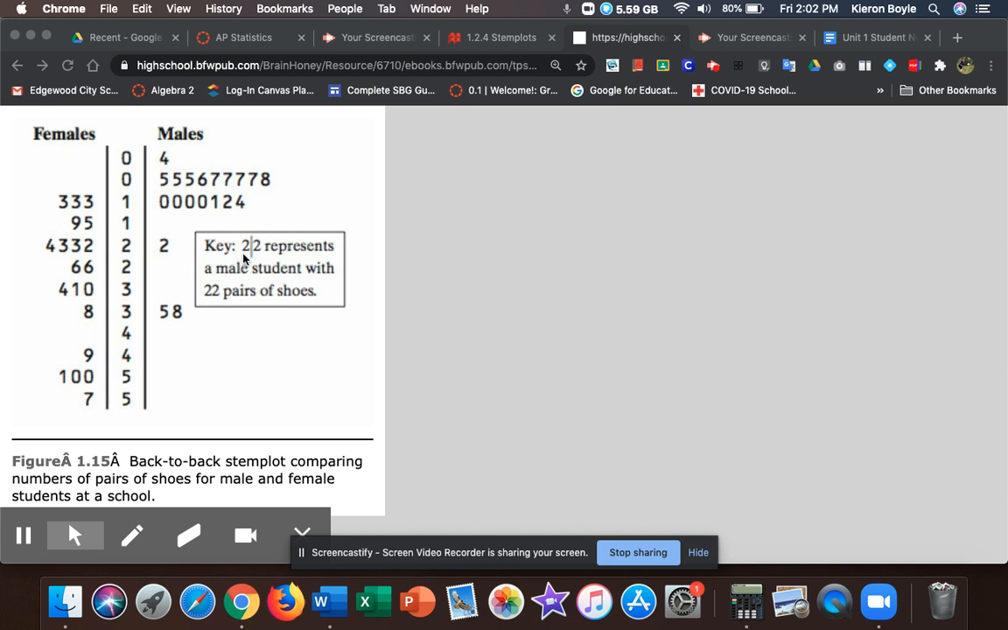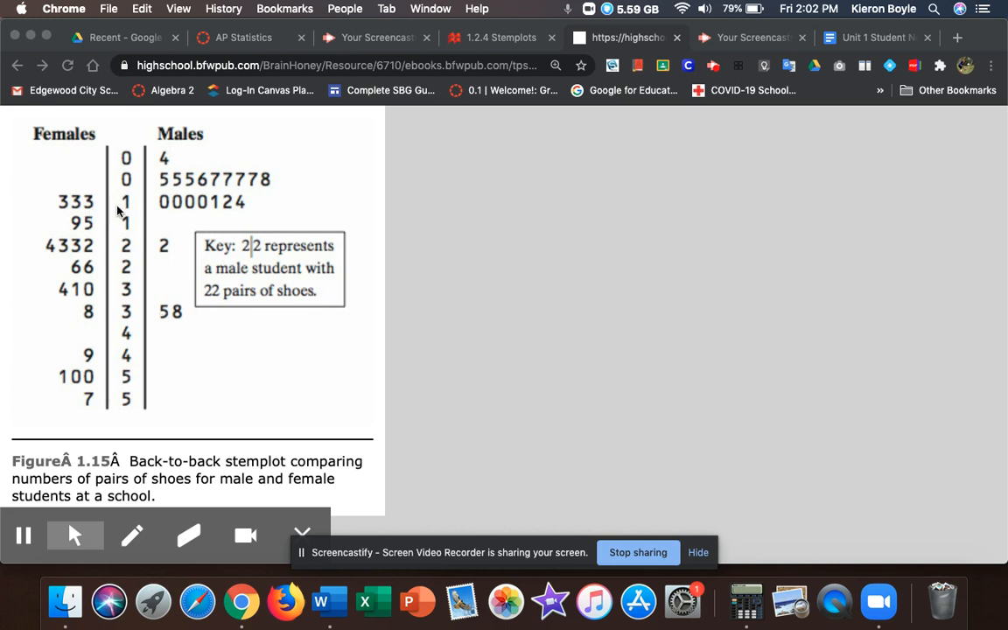To use the key, a 2 slash and then a 2 represents a male student with 22 pairs of shoes. So this 2 counts as 20, and this 2 counts as just the 2. So it's almost like these are the 10s and these are the 1s. So if I look up here, this 1 and a 0 is 10. A 0 and a 5 is the number 5. This is 35. It works the same way for the females on their side.